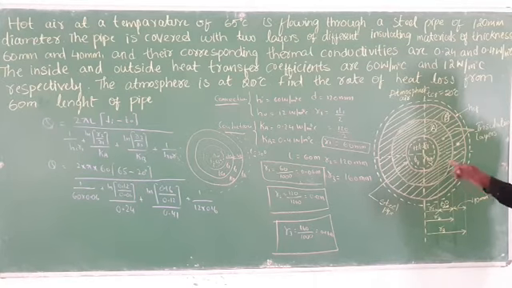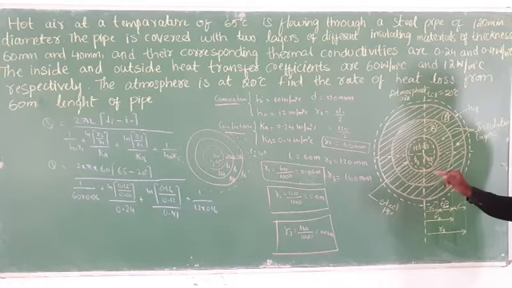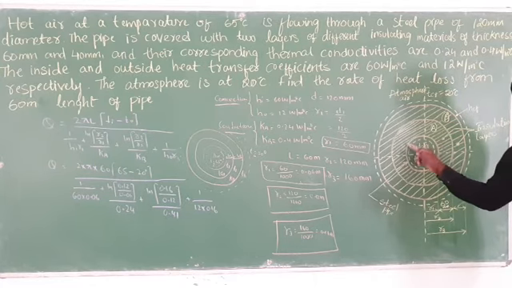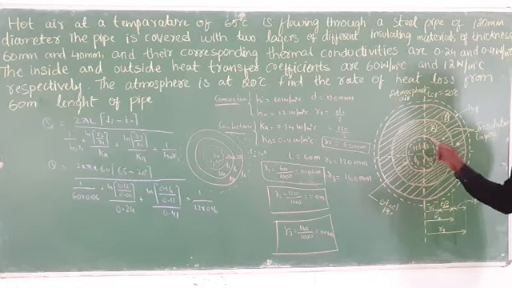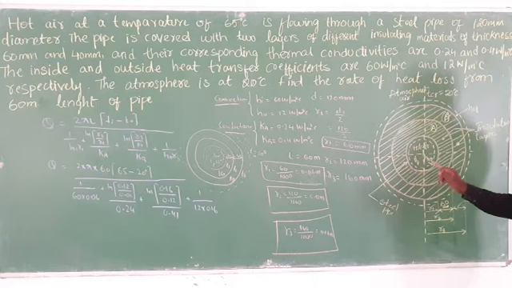Like this you have to draw. As you can see, the inside is known as the hot air, and whatever the temperature is there inside is known as Ti, the inside temperature. After that, this one is known as the steel pipe.